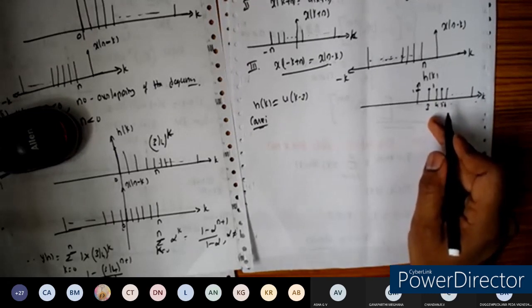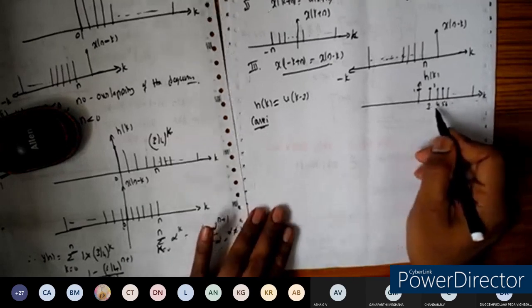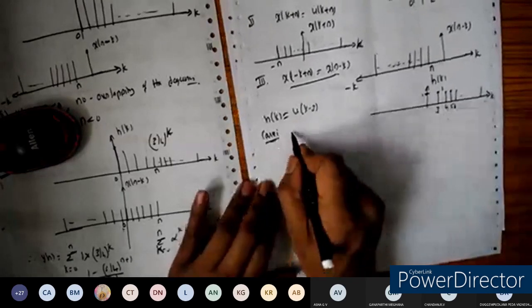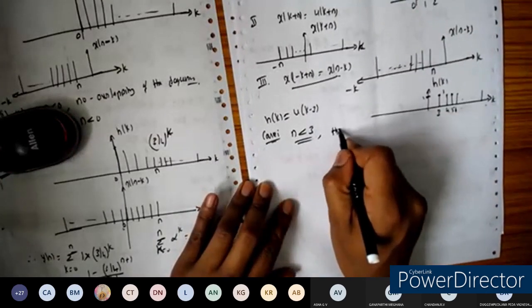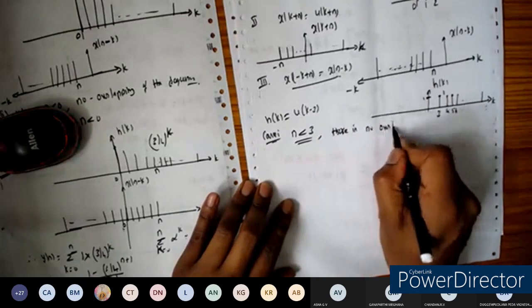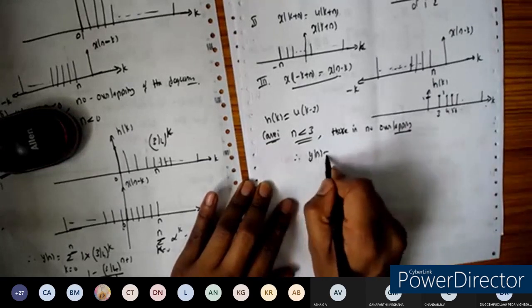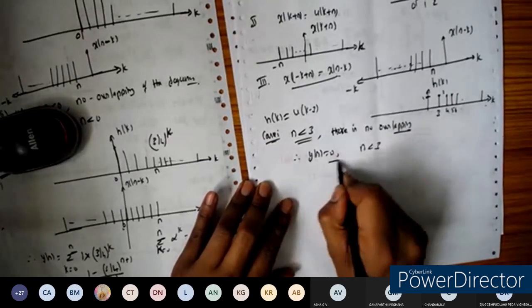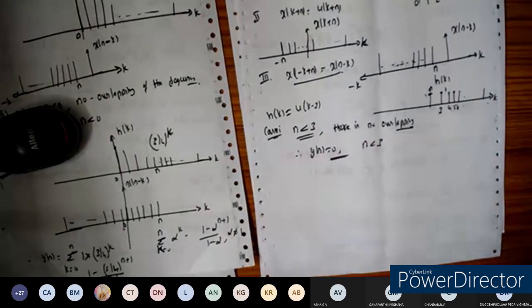Getting the concept right? Okay, first case is n less than the first sample time index. So case 1 is when n is less than 3. When n is less than 3, there is no overlapping. Therefore, y of n is equal to 0 for n less than 3. Done, everyone?